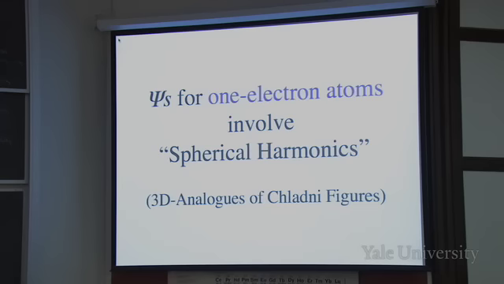So for a 1-electron atom, there are going to be 3 variables, x, y, z for the electron, and the solutions, the waves we're going to get, involve what are called spherical harmonics. And they're 3D analogs of Chladni's 2D figures. These mathematicians could work in 3 dimensions as well as 2.